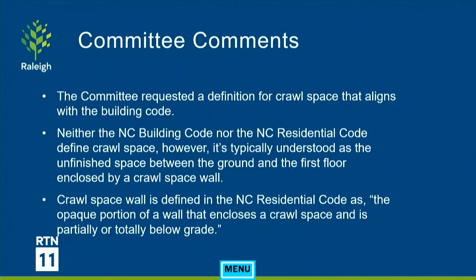So we looked at the building code here as well, found that neither the NC building code or the residential code define crawl space, but it's typically understood as that unfinished space between the ground and the first floor. North Carolina residential code does define crawl space wall as the opaque portion of a wall that encloses a crawl space and is partially or totally below grade.